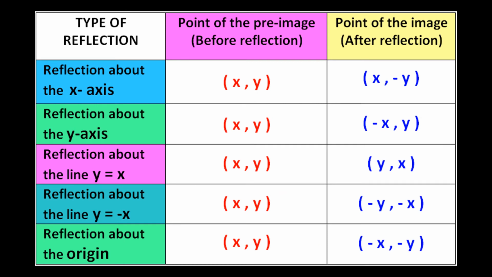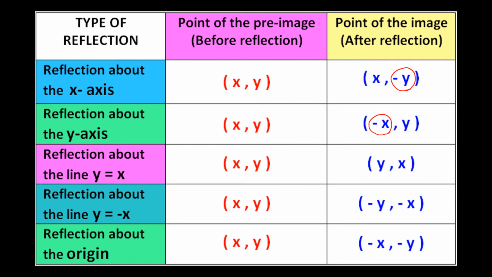Next, we have reflections. There are 5 different types of reflections that take place. I can reflect about the x-axis, and with the x-axis, I see that my pre-image changes only with the y. So if I reflect along the x-axis, my y becomes opposite. I don't like to use negative, it just becomes the opposite sign. If I reflect my pre-image along the y-axis, my image now has an opposite x.